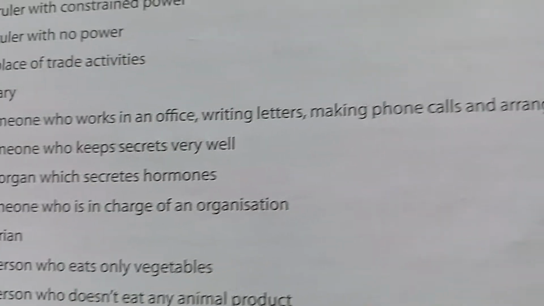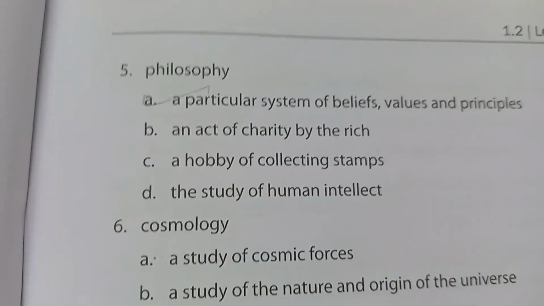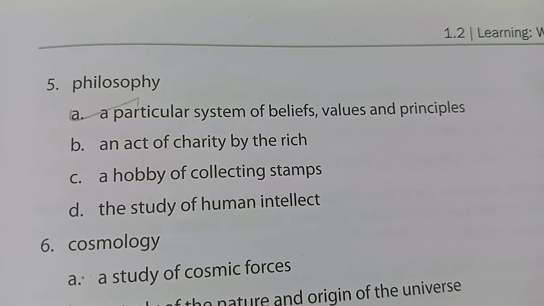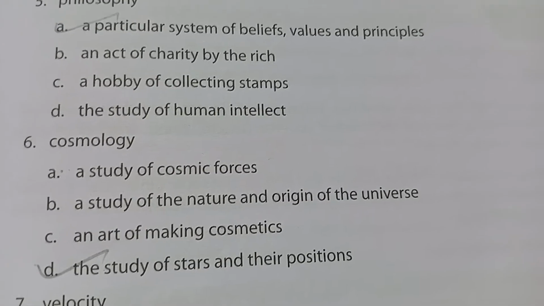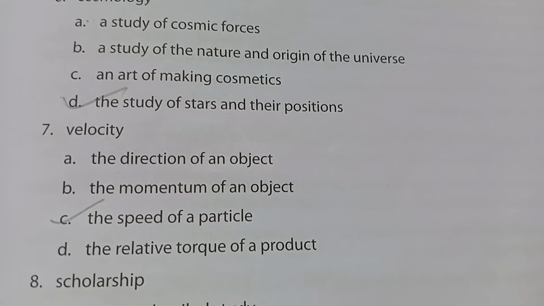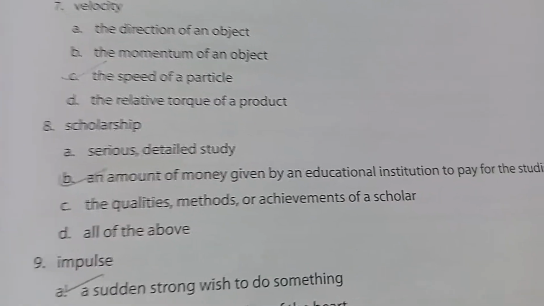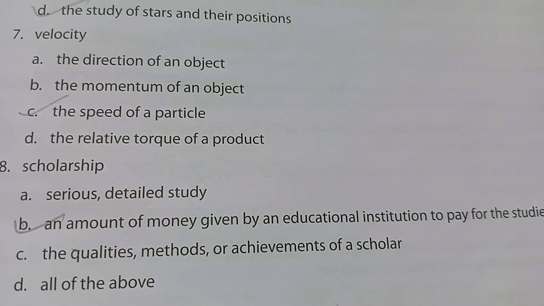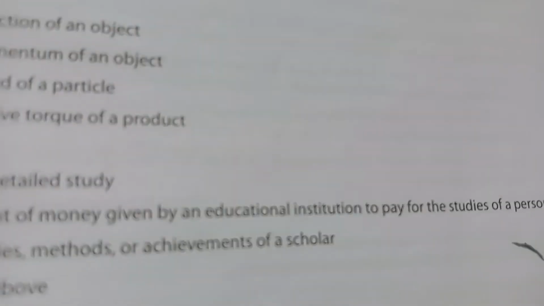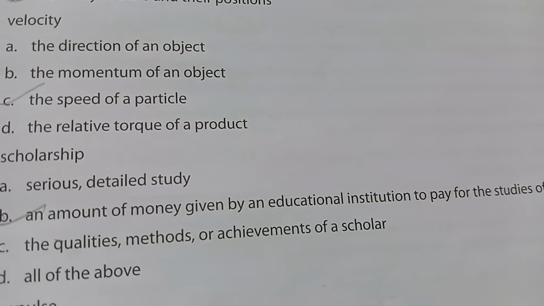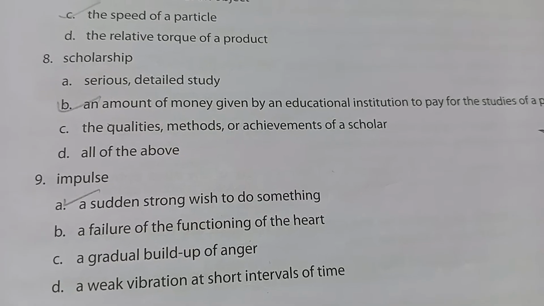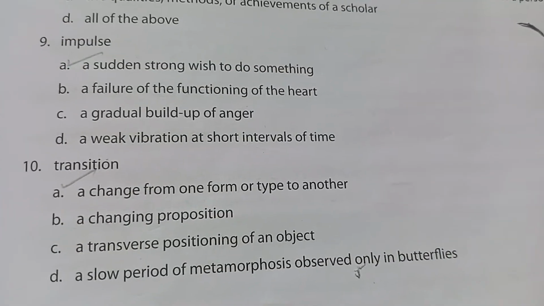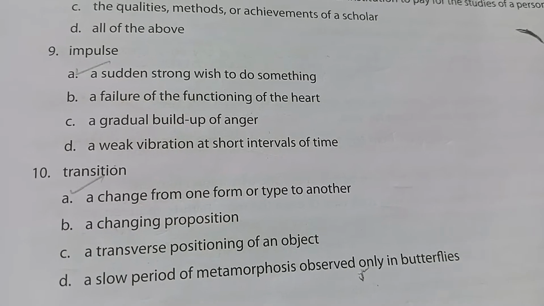Very easy for you. Then in the next page, philosophy, a particular system of beliefs, values and principles. Cosmology, the study of stars and their positions. Velocity, the speed of a particle. Scholarship, an amount of money given by an educational institution to pay for the studies of a person. Impulse, a sudden strong wish to do something. And transition, a change from one form or type to another.